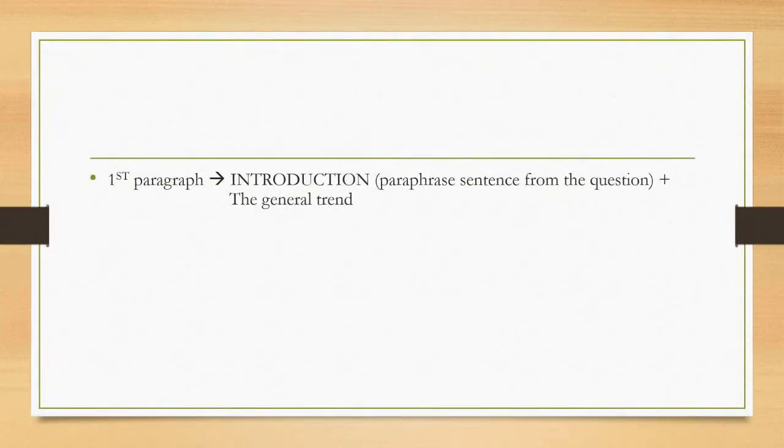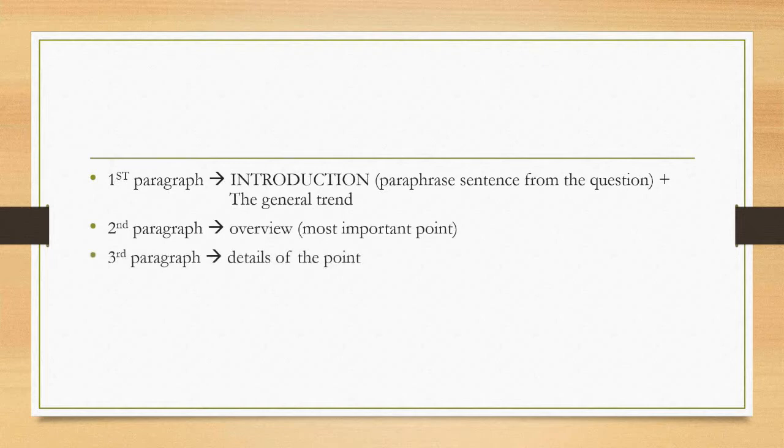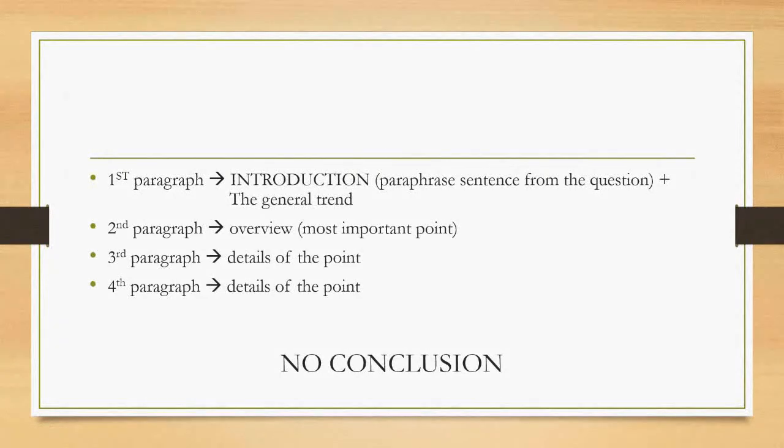And what do you have in the first paragraph? You will have an introduction as usual, but the introduction in writing task 1 will be different from others. You will have to paraphrase the sentence from the question, plus include the general trend. In the second paragraph, you will have the most important point, which is the overview. If you have details, you go for a third paragraph, the details of the points. And if you have more details, then you will go to the fourth paragraph. The most important thing is there's no conclusion. You just have to present the data. You don't need to conclude all the details, all the data.